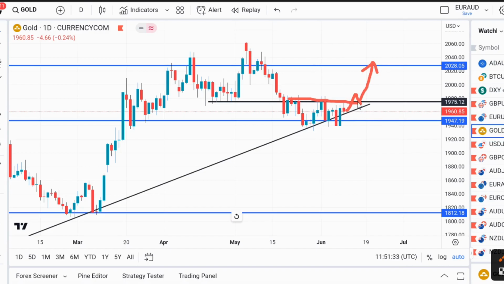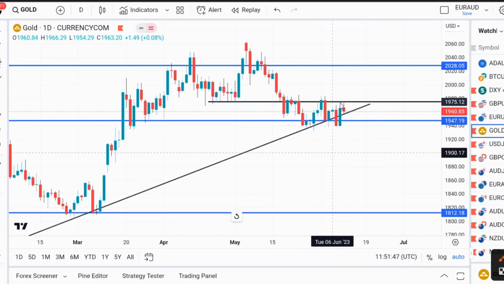So if you have a break of this level, any retracement you see should be an opportunity for you to look for a move to 2028 right there. But if you have a break to the downside, if it breaks this particular level right here, any retracement you see should be an opportunity for you to move to 1812. So that is the analysis on gold right there.